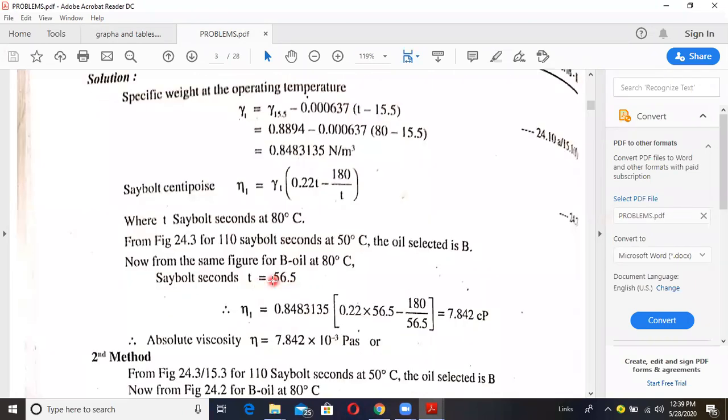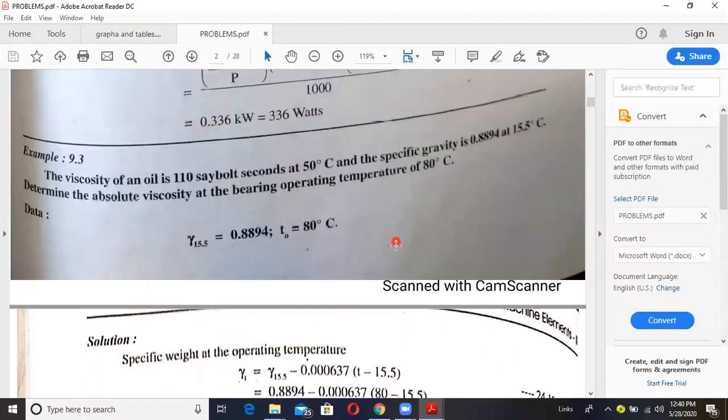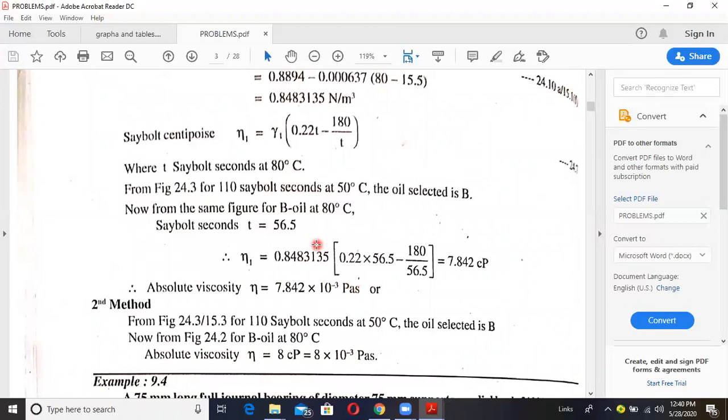Once you get T, substitute here, and gamma T we have already calculated previously. Again, this T is nothing but 56. Then we are going to calculate the absolute viscosity. So in this way, we are able to calculate absolute viscosity based upon the Saybolt seconds. This is another problem, how to calculate viscosity if they have given the Saybolt seconds.